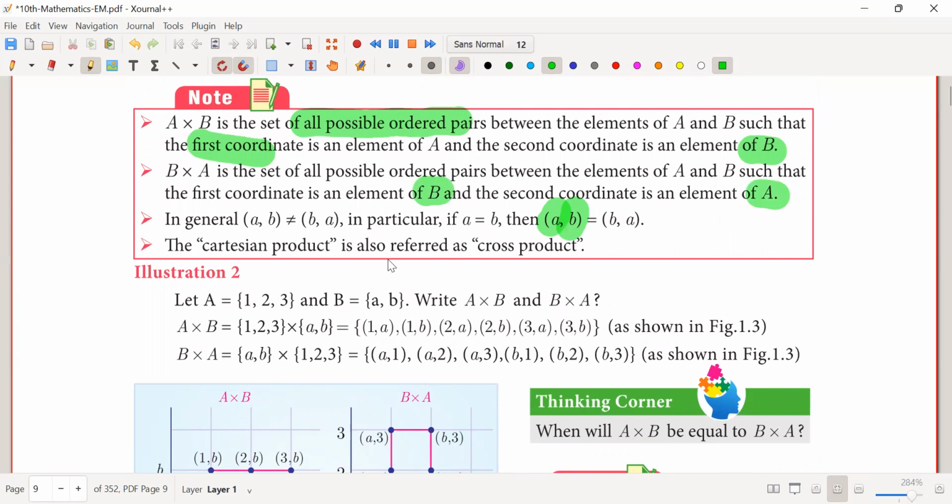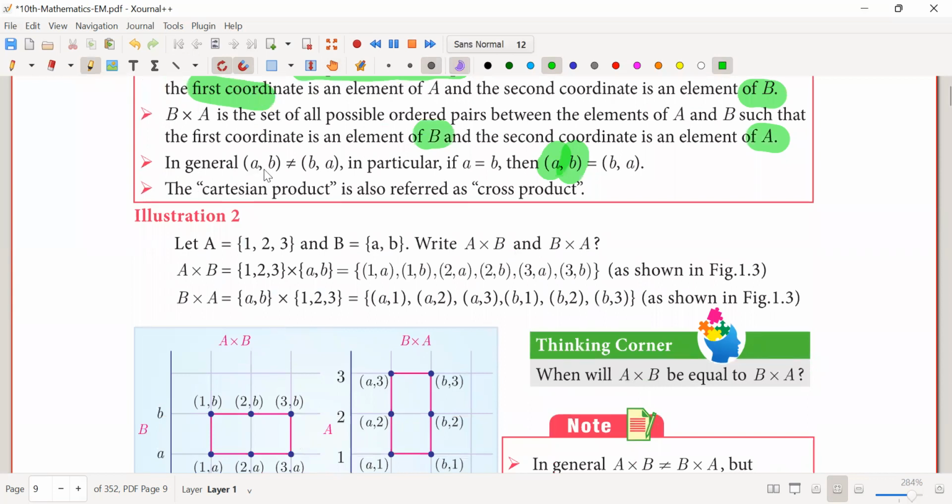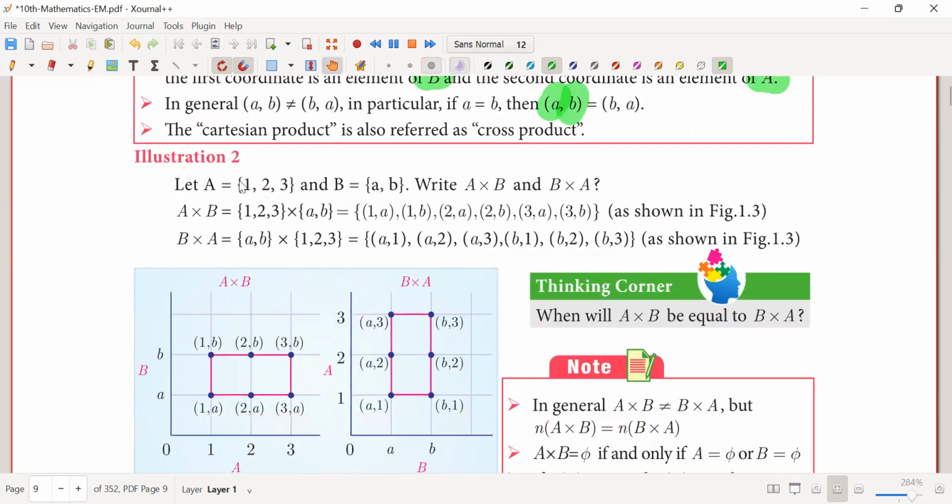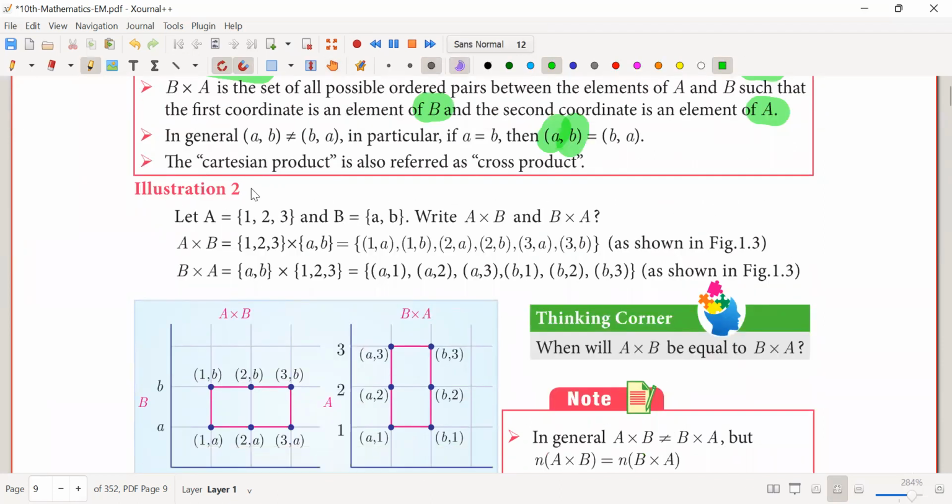Right? Second coordinate is A. Think about this. In general, (A, B) is not equal to (B, A). (1, 2) is not equal to (2, 1). Are you familiar with graphs? You know how to plot (1, 2), (5, 6). So each and every point differs. (1, 2) is not equal to (2, 1).